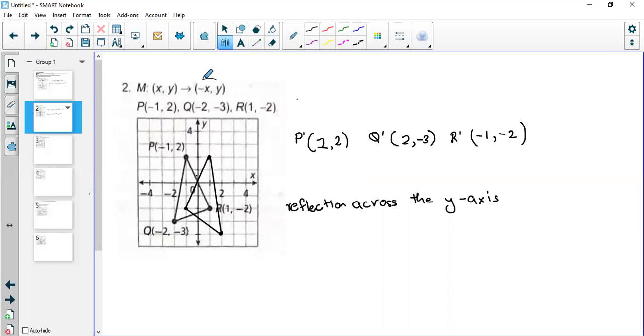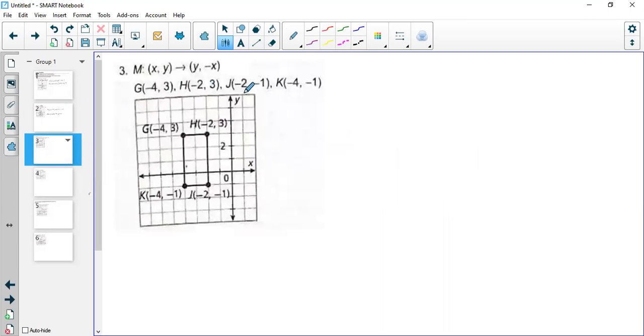So from this rule itself, you can find out it's a reflection, as the coordinates stay the same, but the x becomes negative. So if it's a reflection in the y-axis, the x becomes negative. If it was a reflection across the x-axis, the y will become negative. Okay, let's move on to another question here.